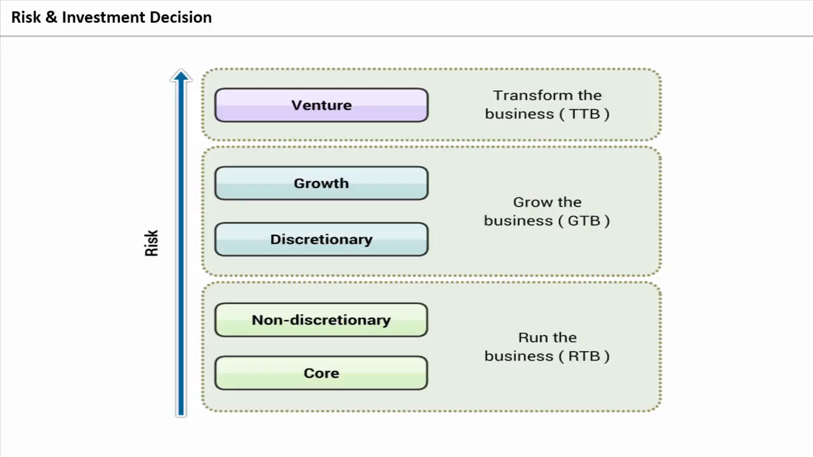The figure explains how to allocate budget to strategic categories of service. So the concept is simple. The more you move further and think to transform your business, the more you should have budget allocated and more risk is involved.